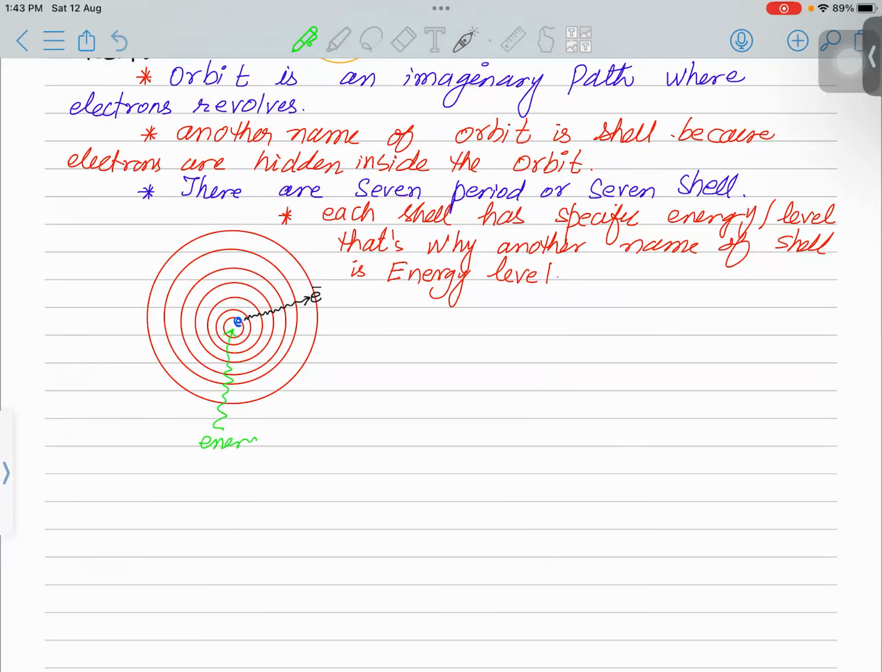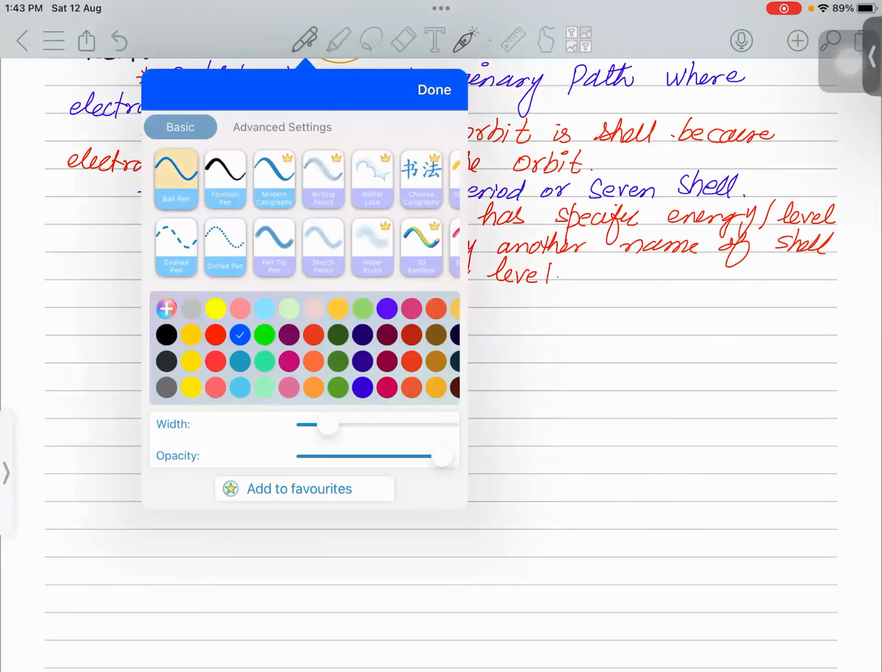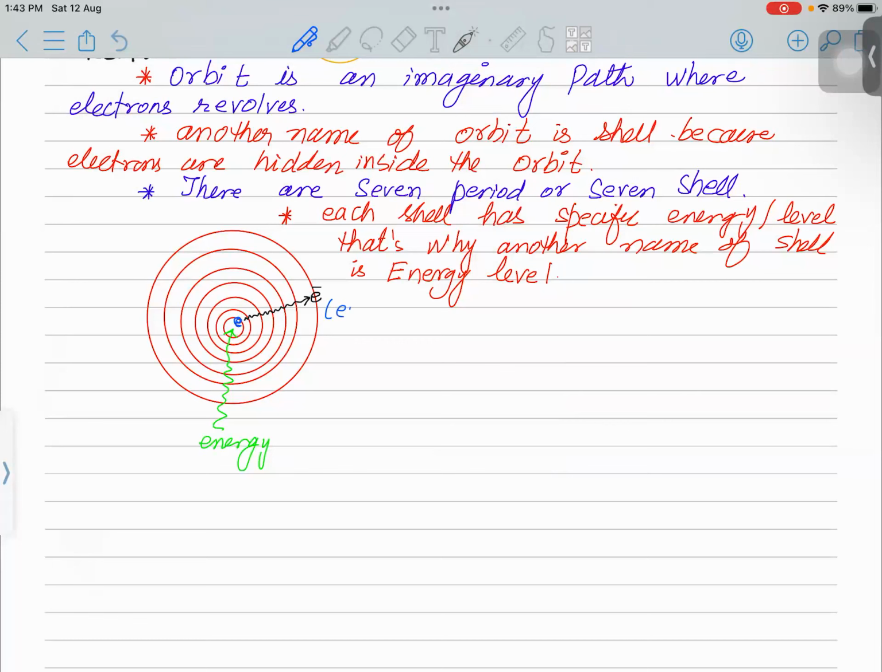When you give energy, the electron moves to a higher state. So this is called the ground state and this one is called the excited state. After getting energy, the electron becomes excited and moves to a higher energy level. And this one is the ground state.